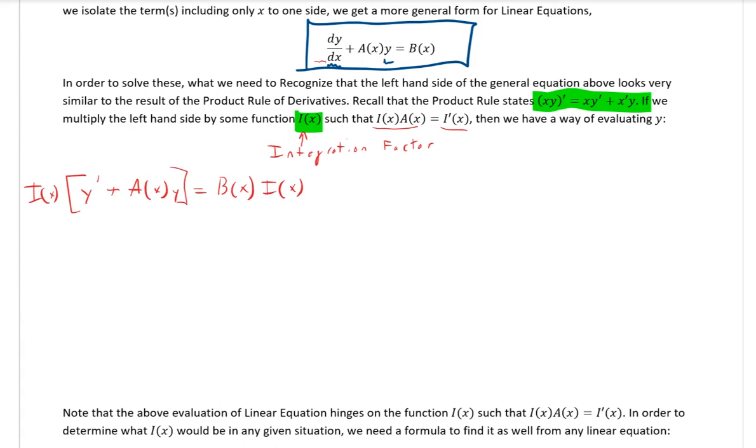What I get from that is y prime times I of x, if I distribute. And then if I distribute again, we develop that I times a will give you the derivative of I. So then this is really y times I prime of x equals b of x times I of x.